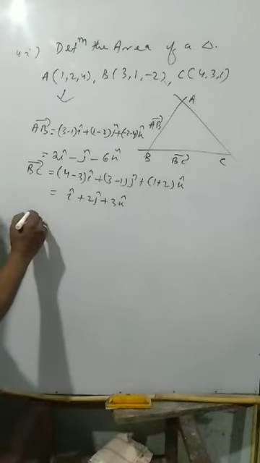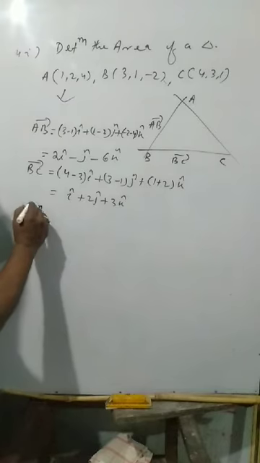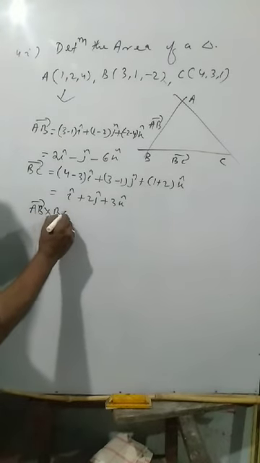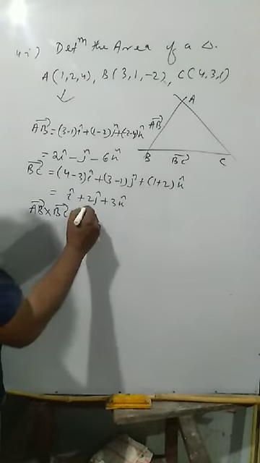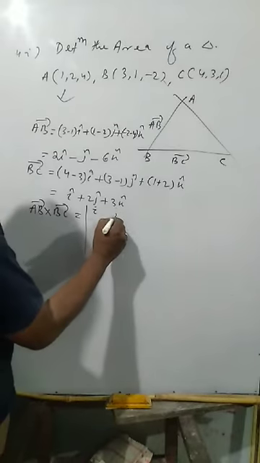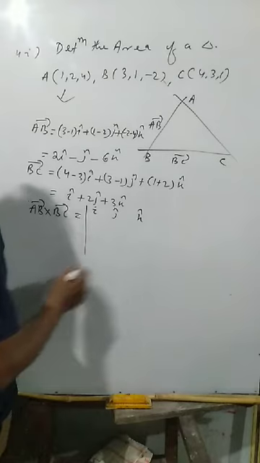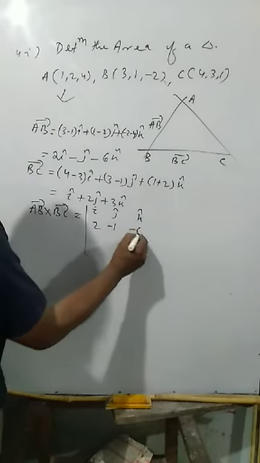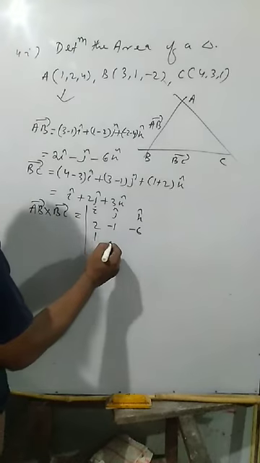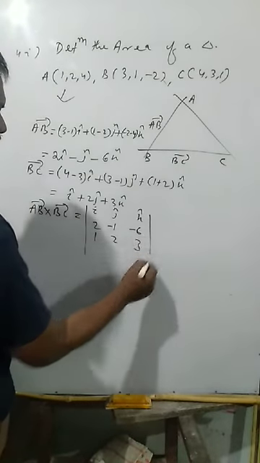Now we have to find the cross product between AB and BC. AB vector cross BC vector. How to find the cross product here? Put I cap, J cap, K cap. Here the coefficients are 2, minus 1, minus 6. Here the coefficients are 1, 2, 3.